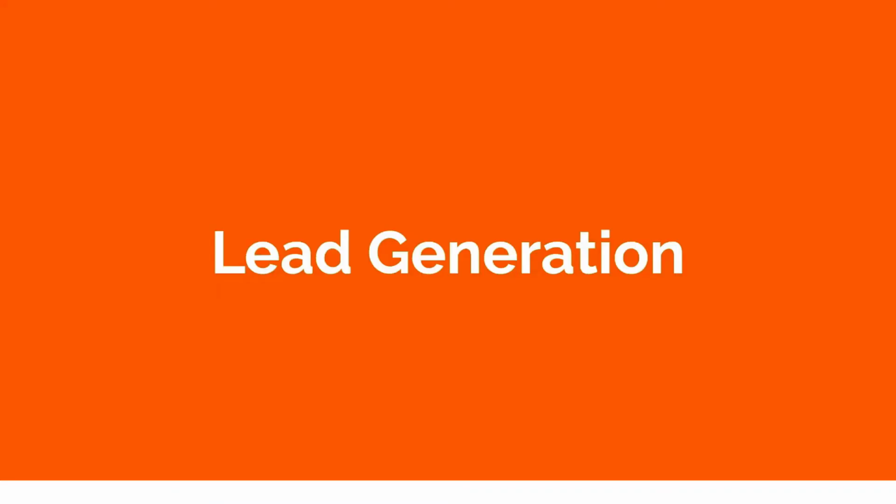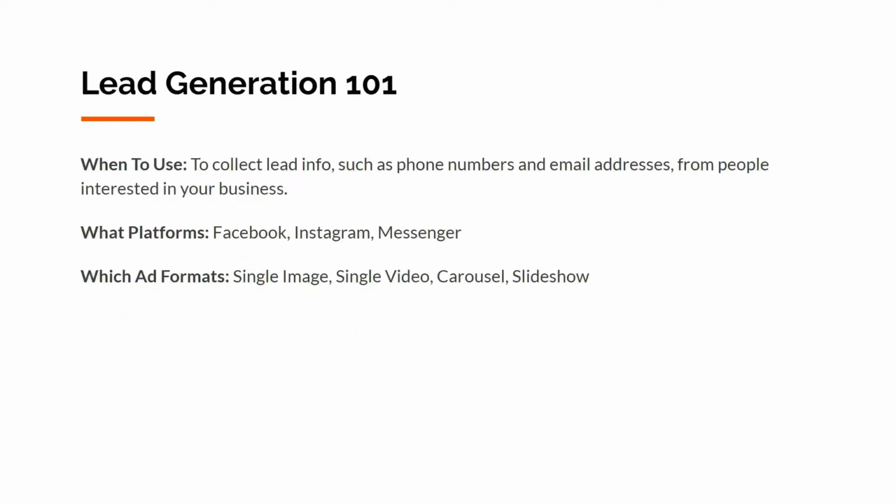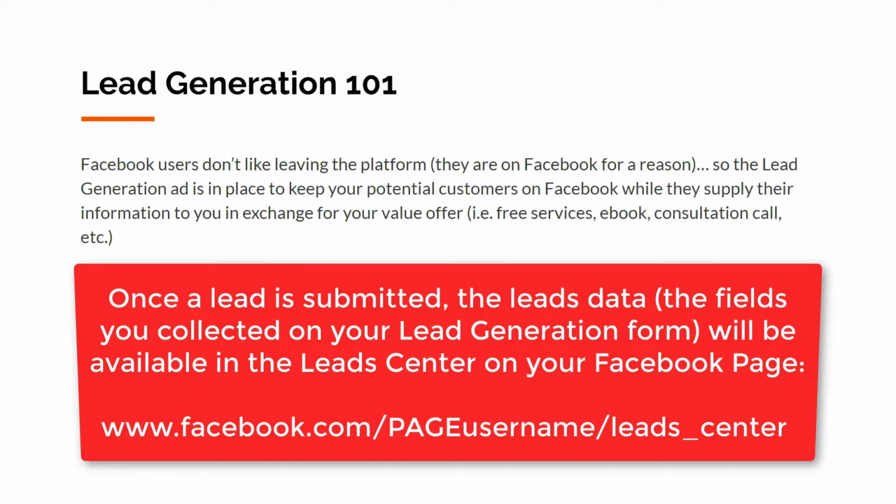Next, lead generation ads. So select the campaign objective, lead generation. These are used to collect lead info such as phone numbers and email addresses from people interested in your business. These can be promoted on platforms of Facebook, Instagram, and Messenger in the format of single image, single video, carousel, or slideshow.